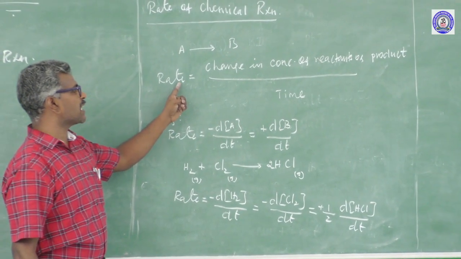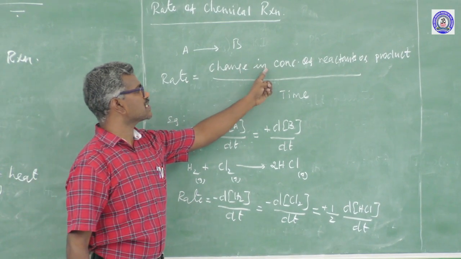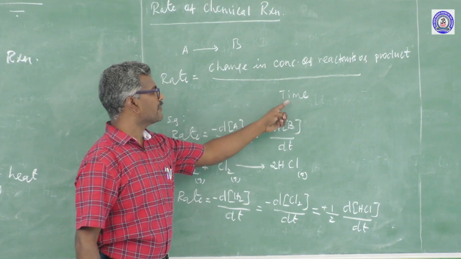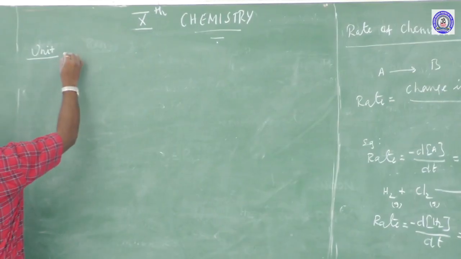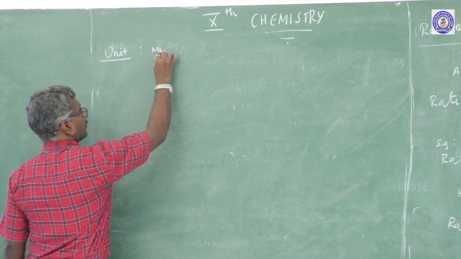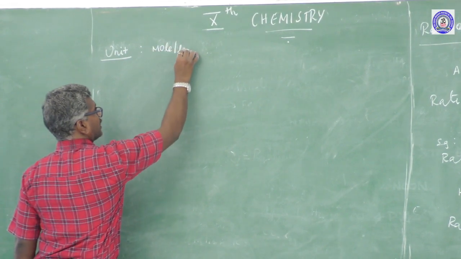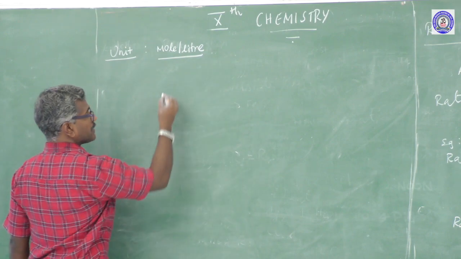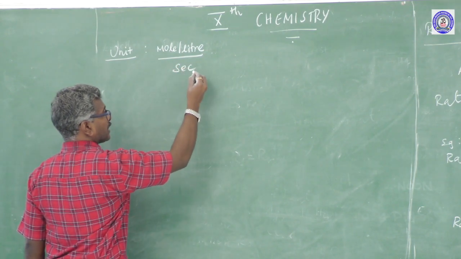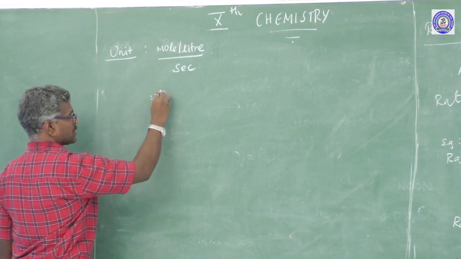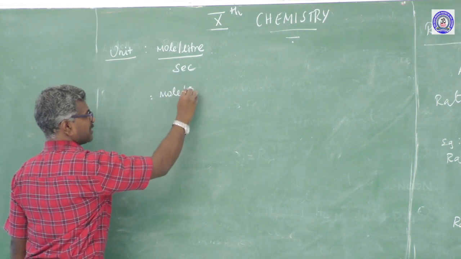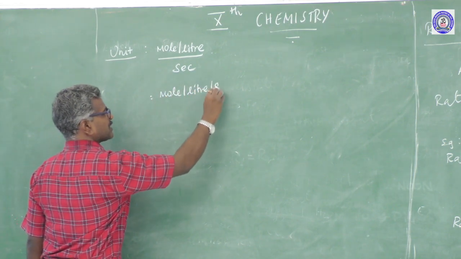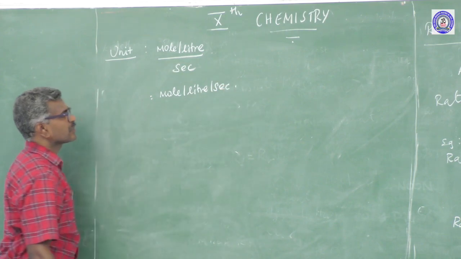Rate of the reaction can be defined as the change in concentration of reactant or product per unit time. Concentration can be measured in mole per liter. Time taken can be measured in seconds. So the unit is mole per liter per second.